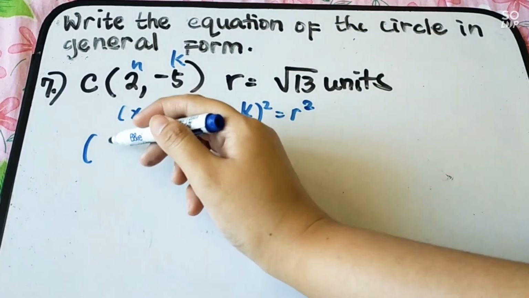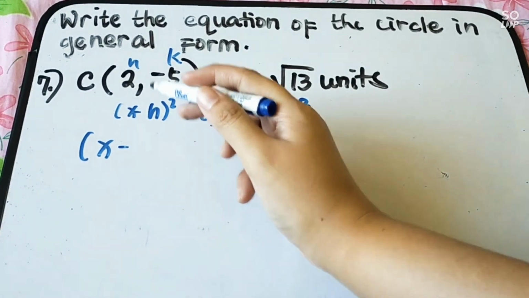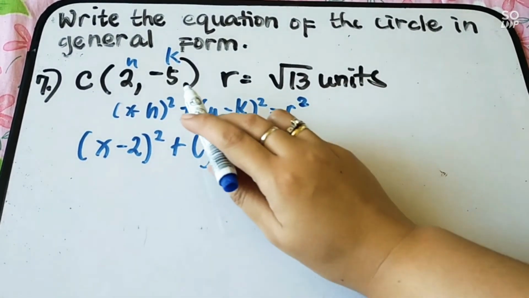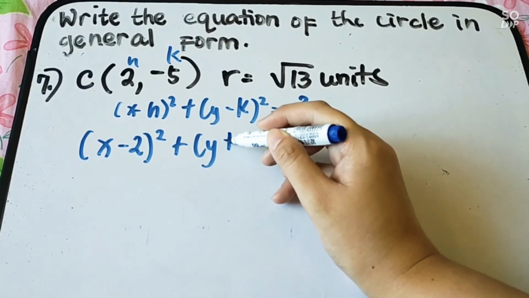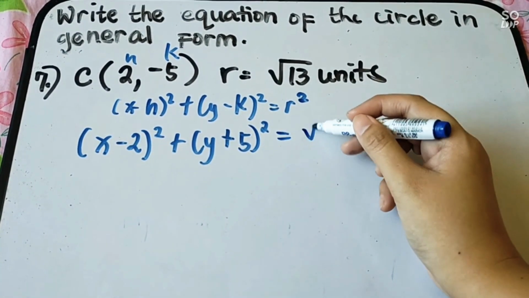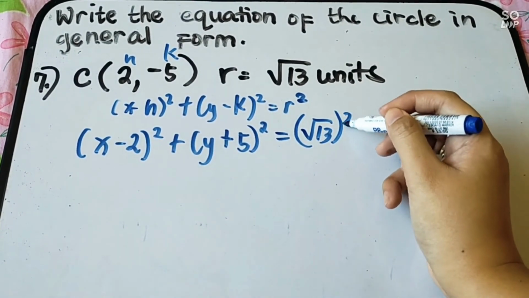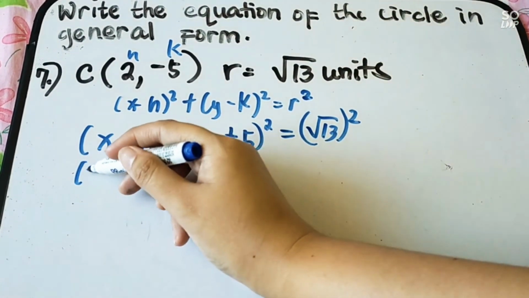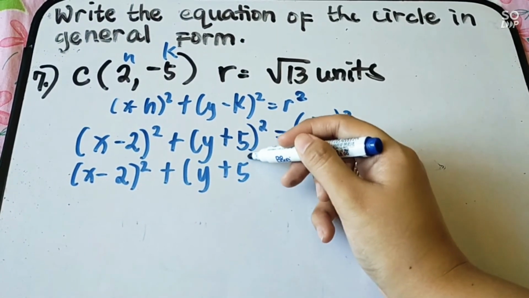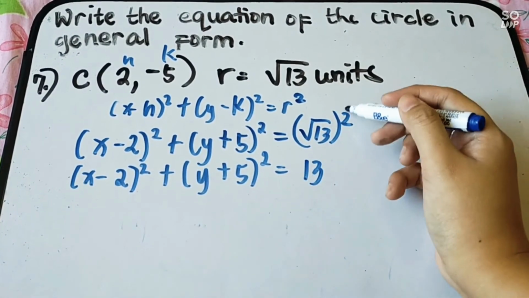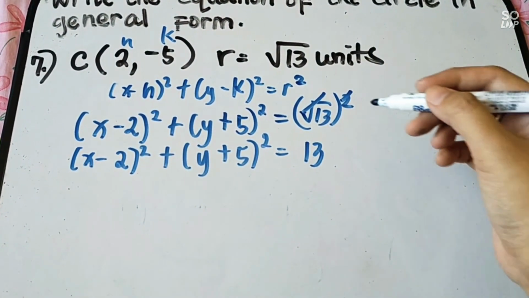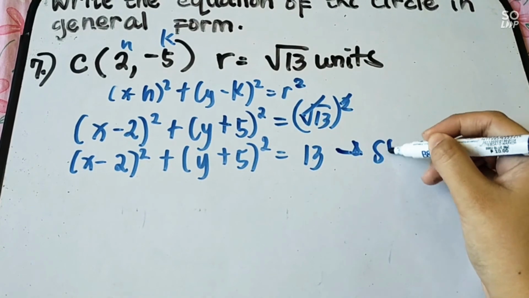Let us substitute. We have x minus, anong h mo? We have here 2 squared plus y. So, since ang k mo ay negative, ito na ay magiging positive. Kasi negative times negative is positive. We have 5 squared is equal to the square root of 13, then squared. Simplify. So, you have x minus 2 squared plus y plus 5 squared is equals to 13 na lang. Kasi cancel. Is it clear? Next, punta na tayo ngayon kay general form. Ito na yung standard form mo eh.